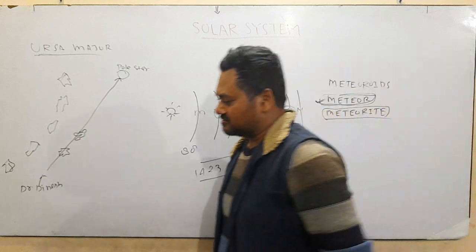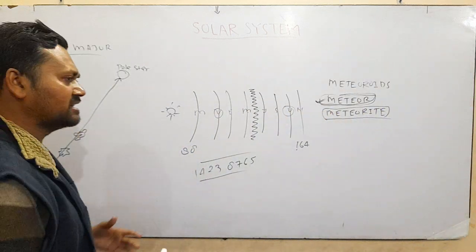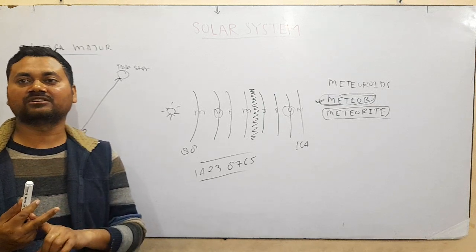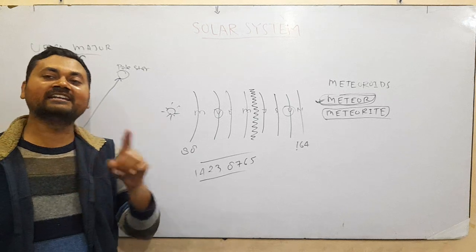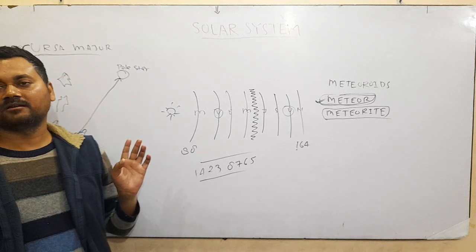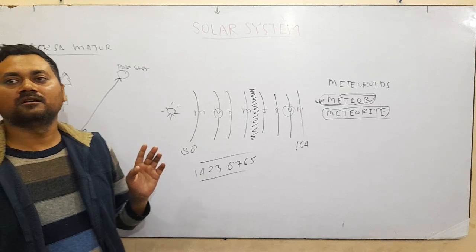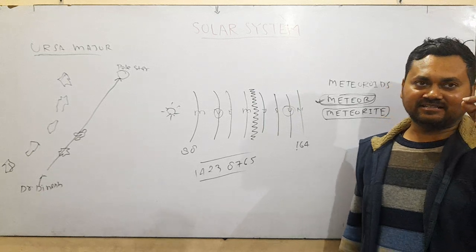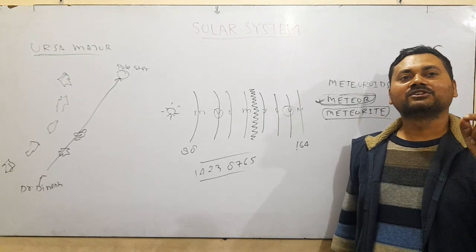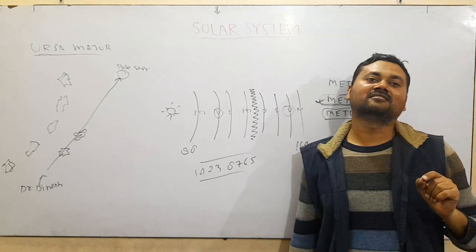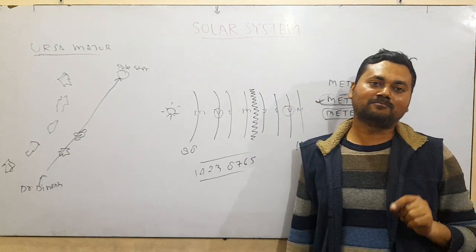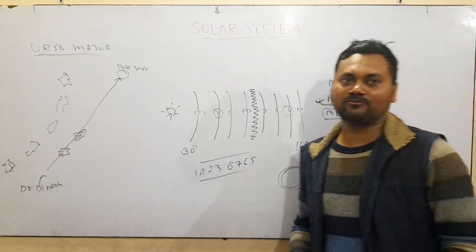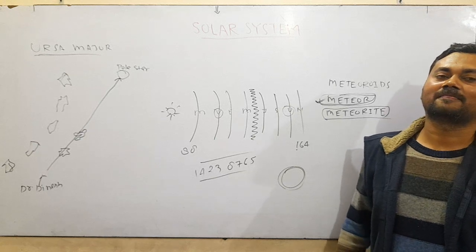International Astronomical Union has given three conditions in order to decide anything as a planet. The first condition is that the planet should be spherical in nature. Planet should be spherical. What do you think? Pluto fulfills this condition or not?